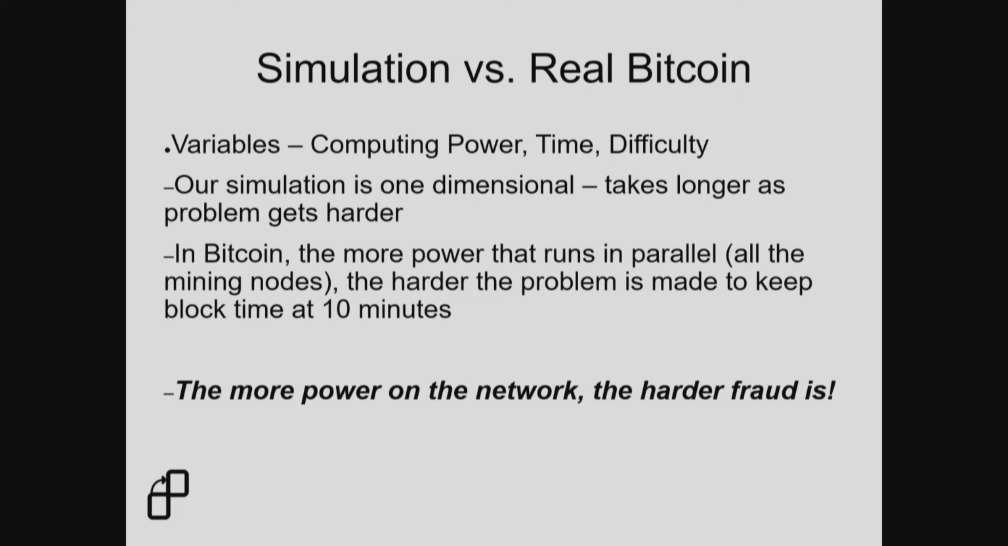So we have a variable amount of computing power, and we have 10 minutes. To meet those 2 conditions, which deal with how many miners we have online and the constant block time, the Bitcoin software adjusts the difficulty target. That's a bit of a difference between what we're doing in the simulation versus what's happening for real. Again, the more power that is on the network, the harder it is to pull off fraud, and the more secure the Bitcoin network gets. And that goes for any cryptocurrency that uses proof of work mining.